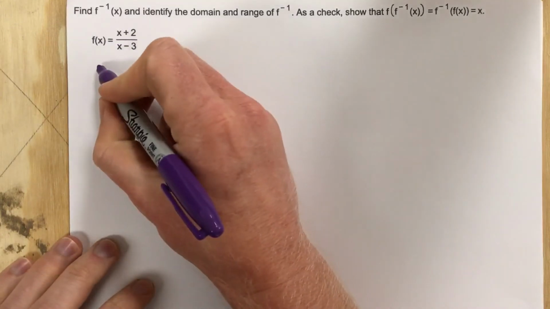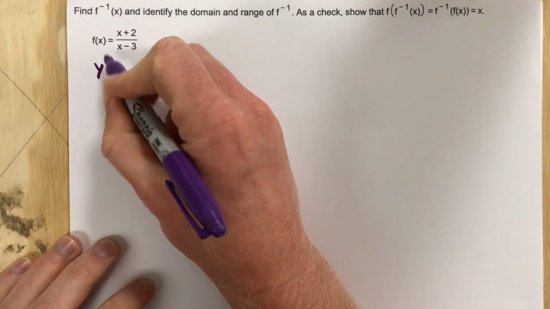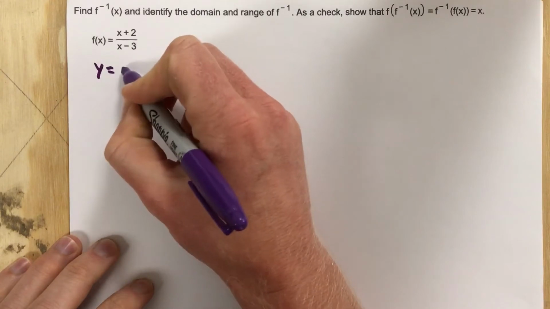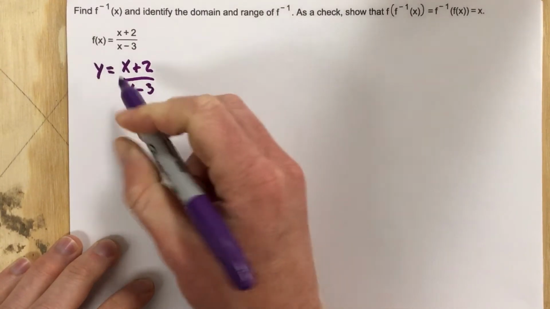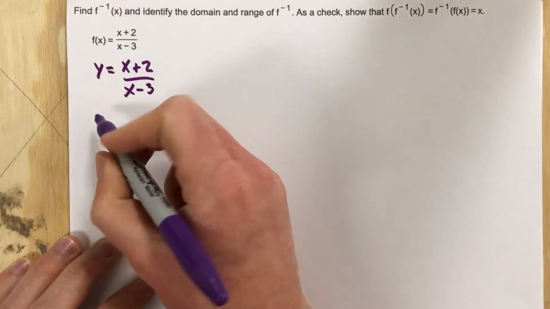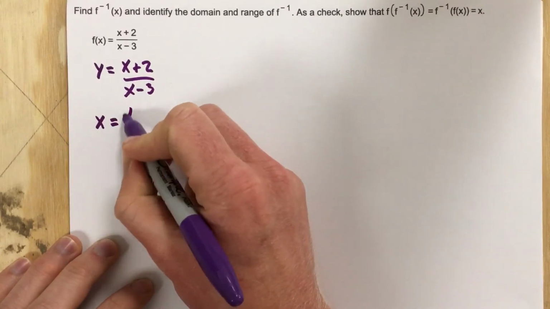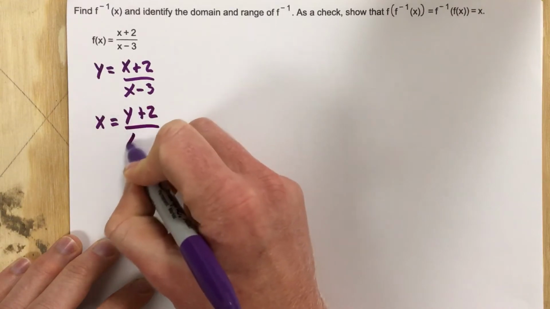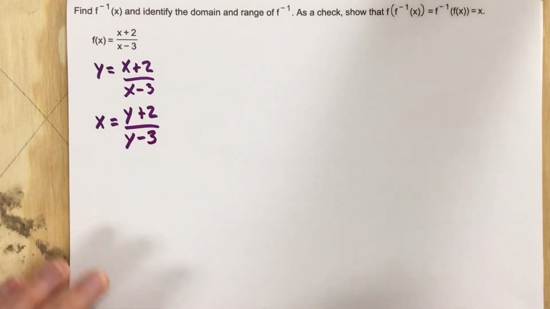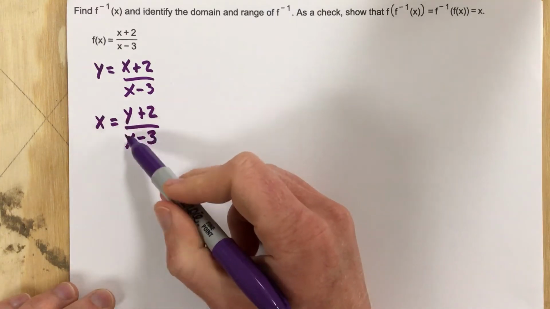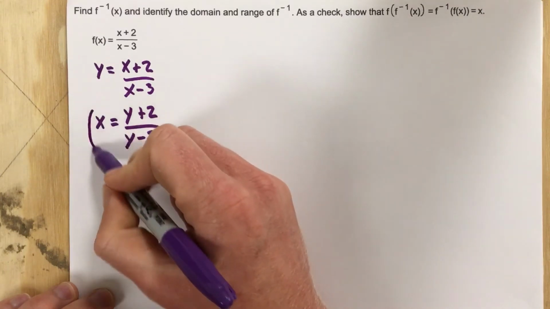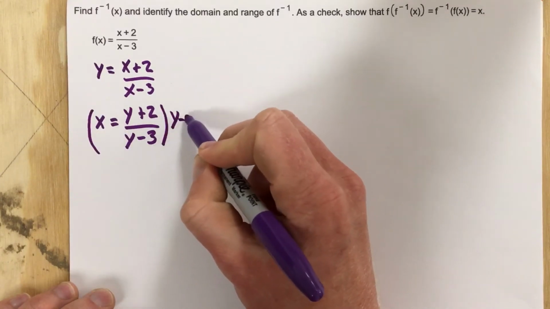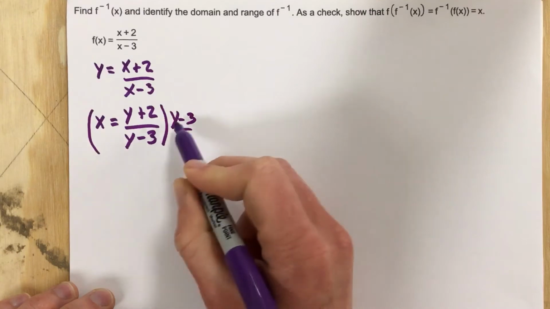To start, we always set y in for f of x. We substitute in, y equals x plus 2 over x minus 3. And then we're going to switch the x and y's. So I'm going to say x equals y plus 2 over y minus 3. Now I'm going to solve for y, and you'll notice that I have y in both the numerator and the denominator. What I want to do first is multiply the entire equation by y minus 3 over 1 to cancel this denominator.